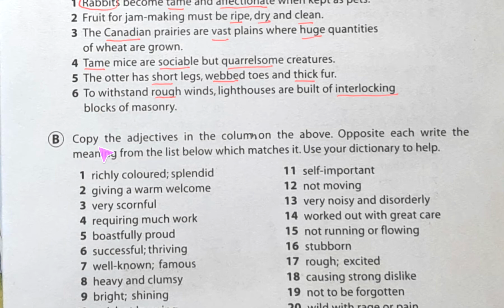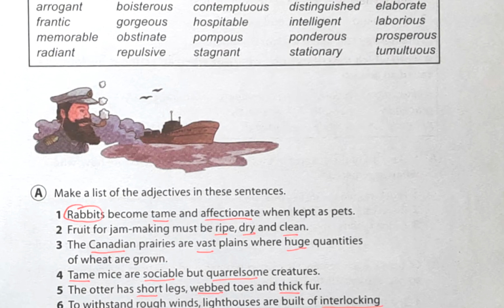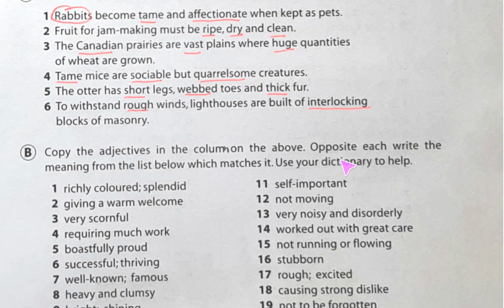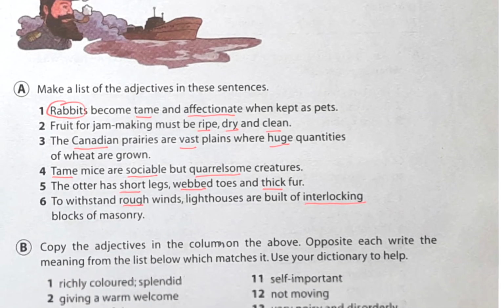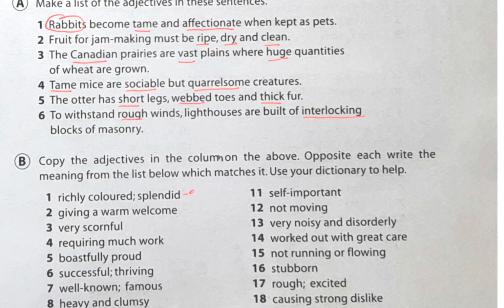B number. Copy the adjectives in the column above, means from this place, and it is told opposite each write the meaning from the list below which matches it. Use a dictionary to help. So I am doing it by myself, but try to do it by yourself at your home first, then match with mine. Okay. So here first one, see, rich, colored and splendid. What will it be? It will be gorgeous. So write in this place, gorgeous.